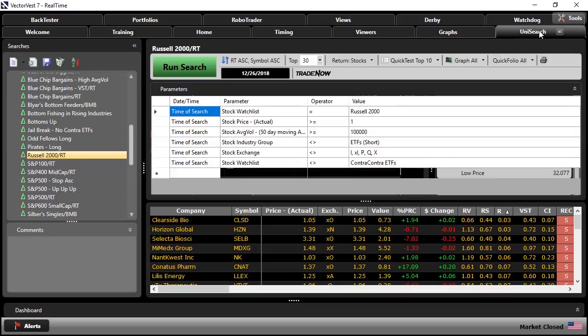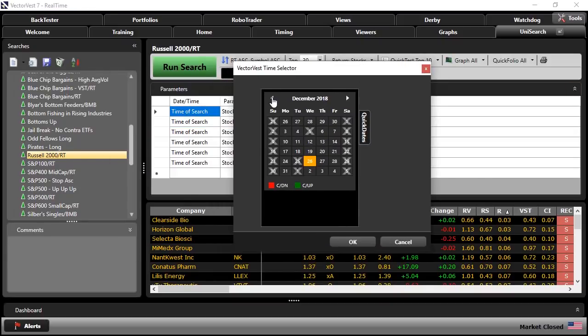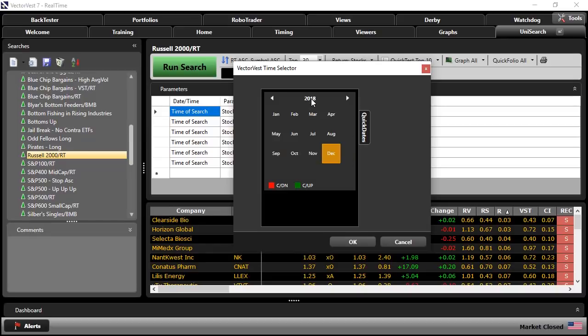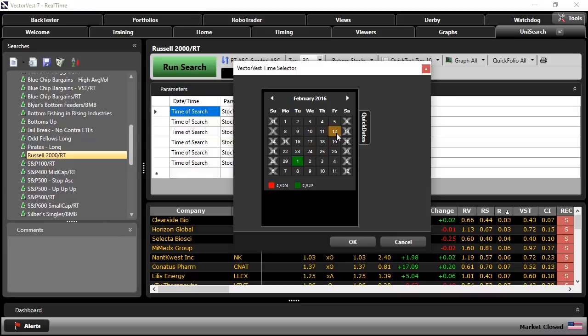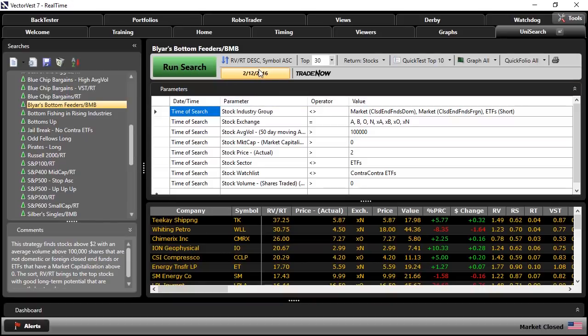So I'm going to go to 2/12. Let's go to the Unisearch tool. That was the explosive day. Go back to 2/12 of 2016. So let's go to 2016, February 12th. Click on OK. I'm going to run a different bottom fishing search. Let's take a look now at Bleyer's bottom feeders. I'm going to double click, run it as of that explosive day.